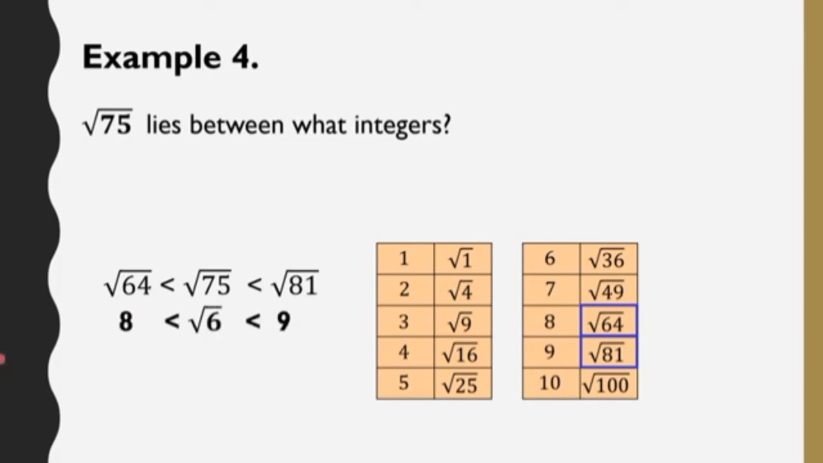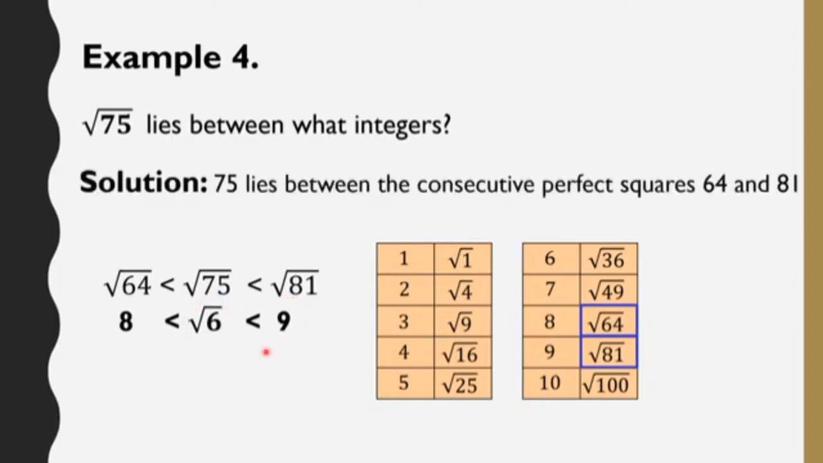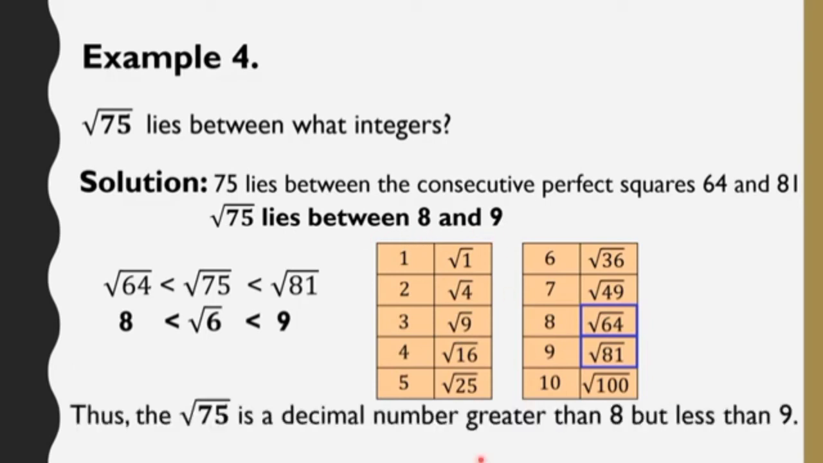So the square root of 64 is 8, and then the square root of 75 is not exact, so i-bring down lang natin yung square root of 75, and then the square root of 81 is 9. So for the solution, 75 lies between the consecutive perfect squares 64 and 81. So the final answer, square root of 75 lies between 8 and 9. Thus, the square root of 75 is a decimal number greater than 8 but less than 9.